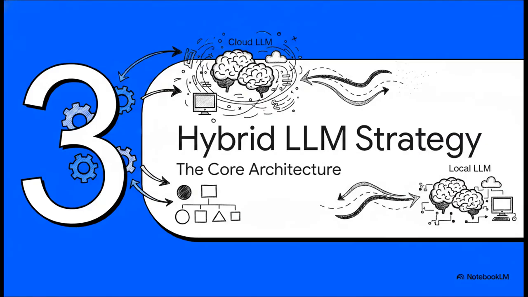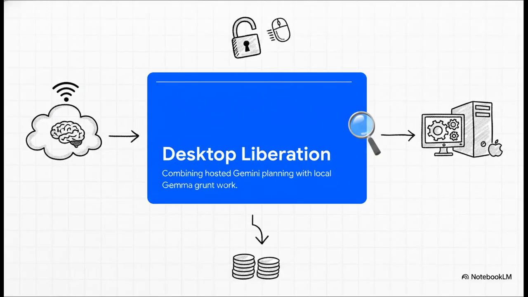All right. Section 3. The hybrid LLM strategy. So here's what desktop liberation actually means in practice. We're taking the advanced, big-brain planning capabilities of a hosted model, in our case Gemini, and we're smashing it together with a totally free local model that handles all the grunt work. For this specific setup, the source uses Gemma running locally on a Mac. And the beauty of this? By doing it this way, we keep our Gemini API costs insanely low, while all the heavy lifting, the actual file writing, the testing, the tedious stuff, happens right on our local machine for $0.